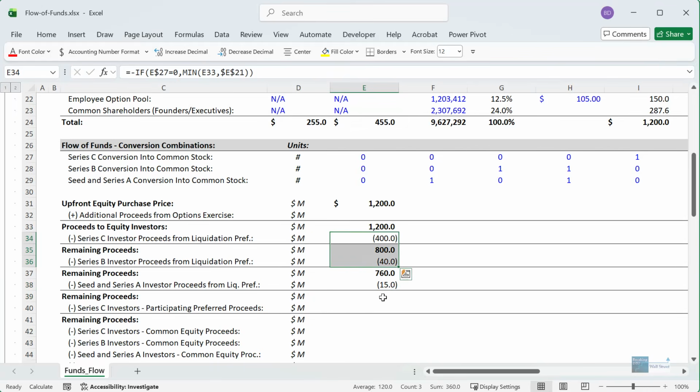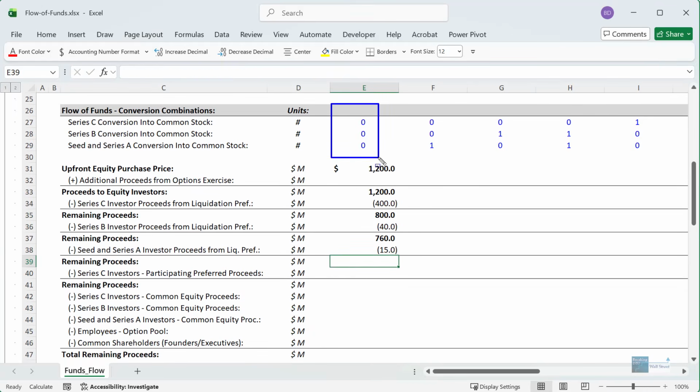We're not really making a decision for them because we're assuming that everyone here stays in preferred stock. And we just want to see how this plays out. We want to see what the numbers look like with this decision versus slightly different decisions after this. We'll add these up, and we get to our remaining proceeds right here.